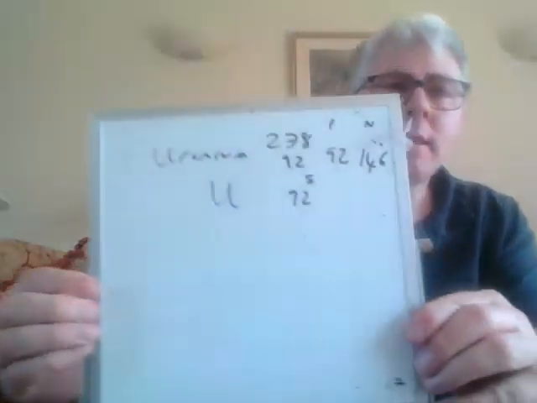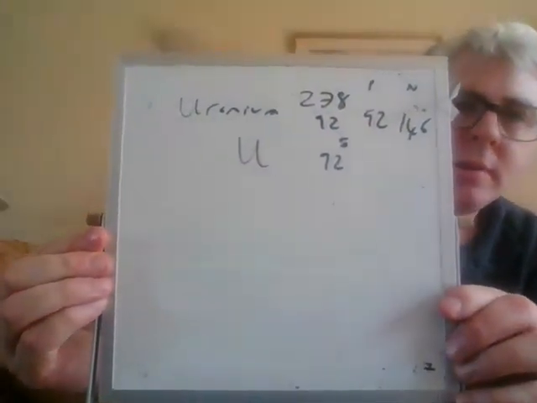I've got uranium here. Its chemical symbol is U. So I've just written out uranium there, and I think that's the one on your periodic table. And it's got uranium 238. It's radioactive. It's got a relative atomic mass of 238. It's got 92 in a neutral atom.